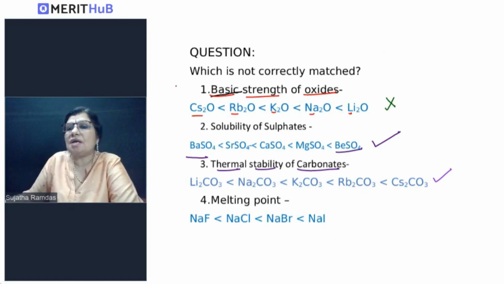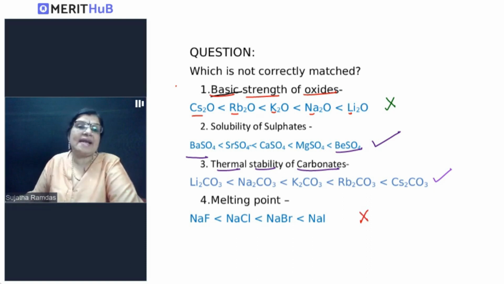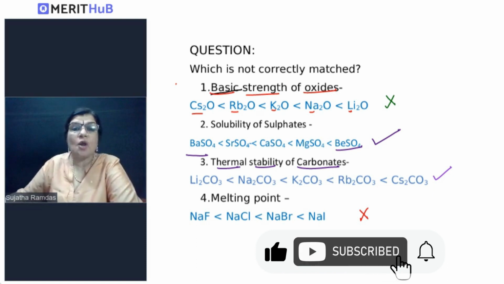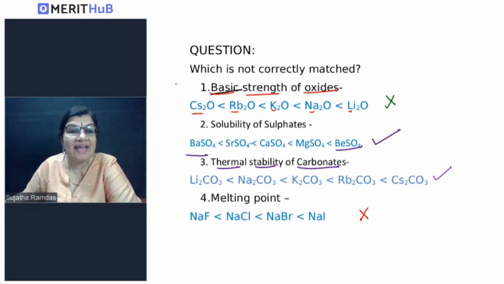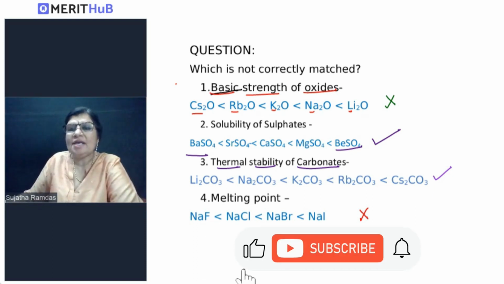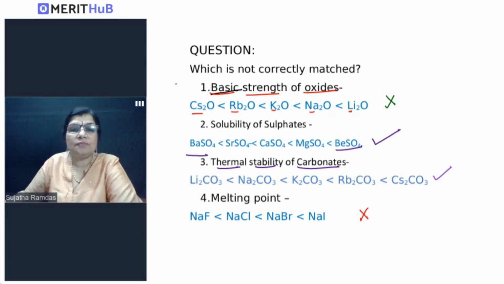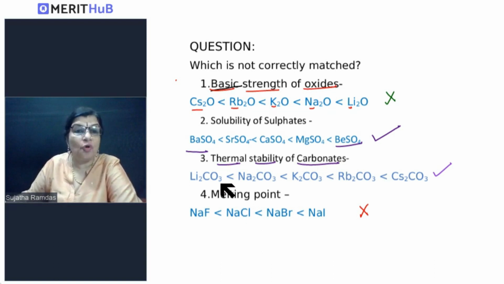Let's see how the order is written. It's an incorrect order, right? Sodium iodide has the least melting point, while sodium fluoride has the highest melting point. So amongst the four properties, properties 1 and 4 were incorrectly matched, correct? And 2 and 3 were correctly matched.